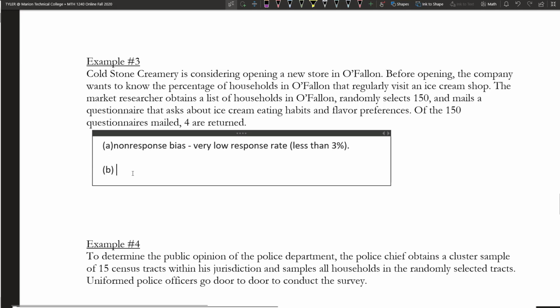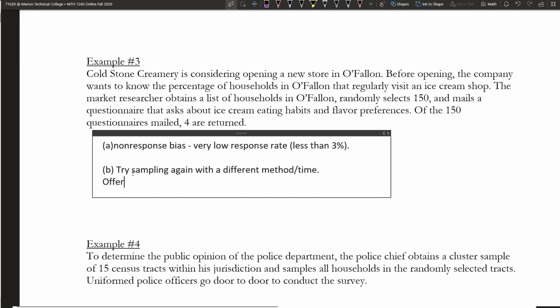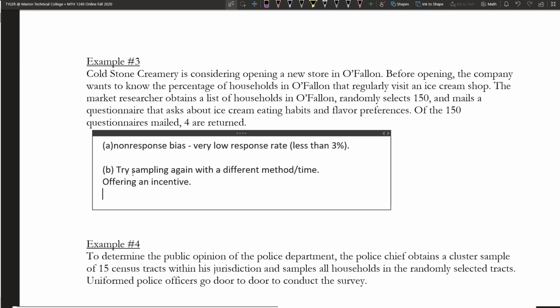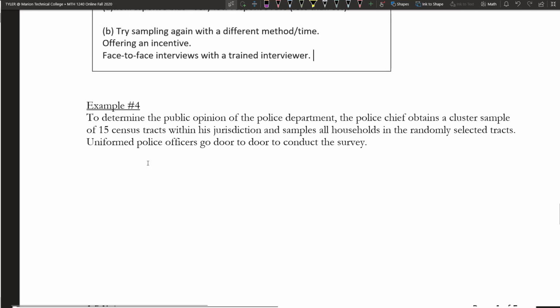So then part B, a possible remedy, is they could try sampling again with a different method. Another thing is they could try offering an incentive. Another thing they might consider, when they switch the method, is maybe do face-to-face interviews with a trained interviewer, right? So those are all possible remedies.